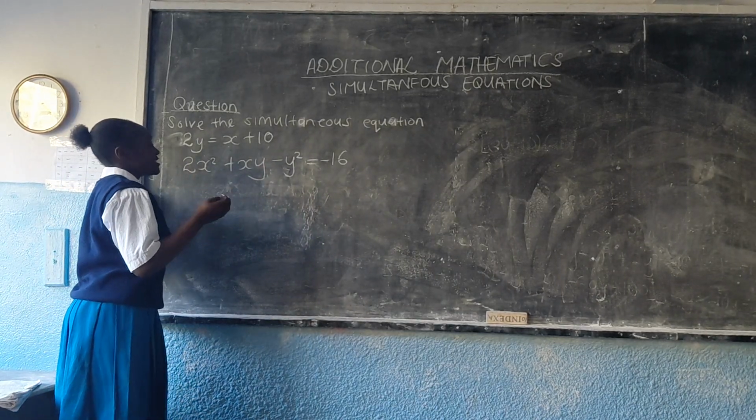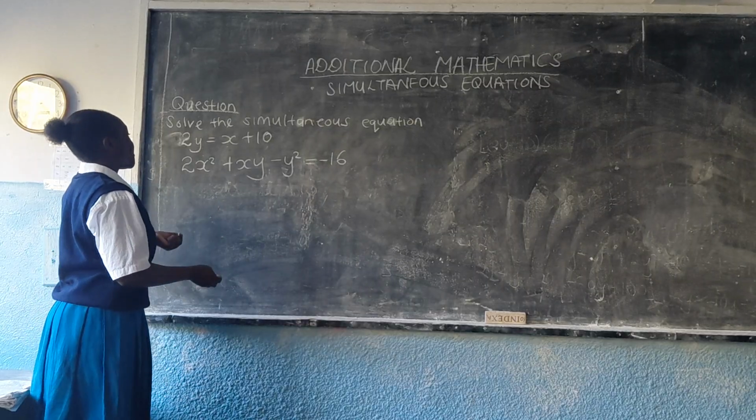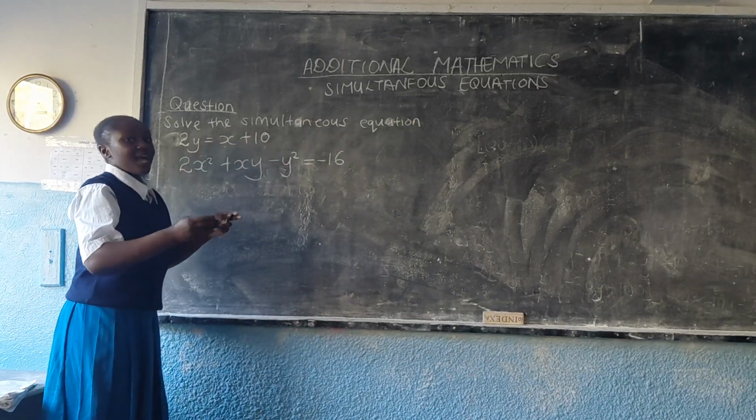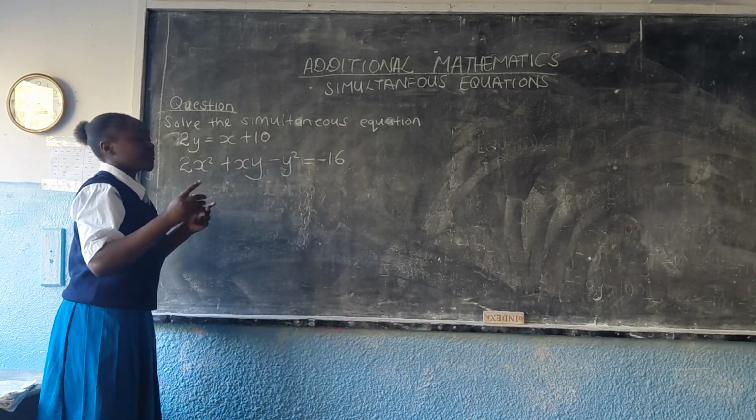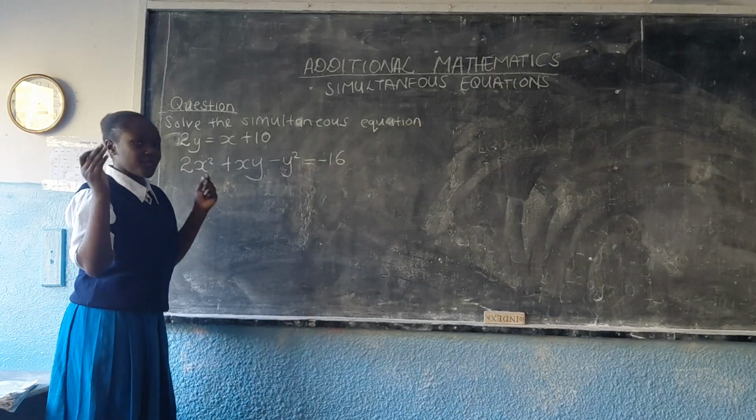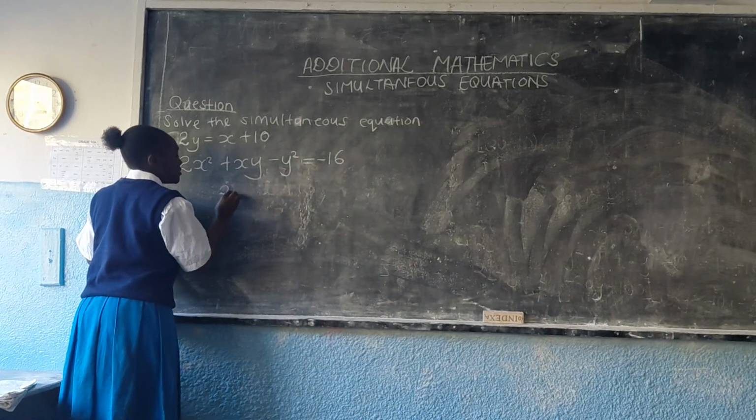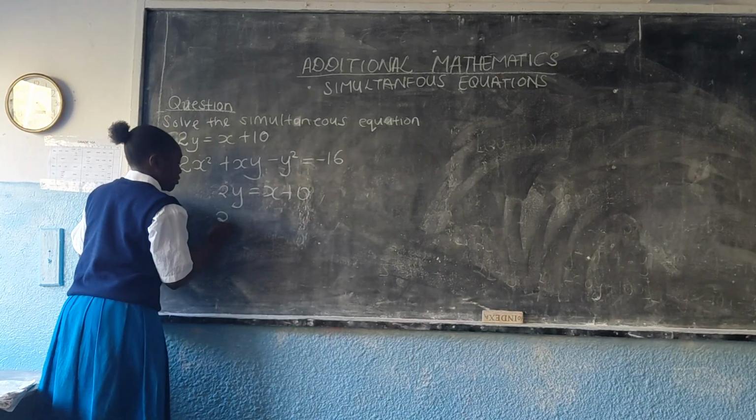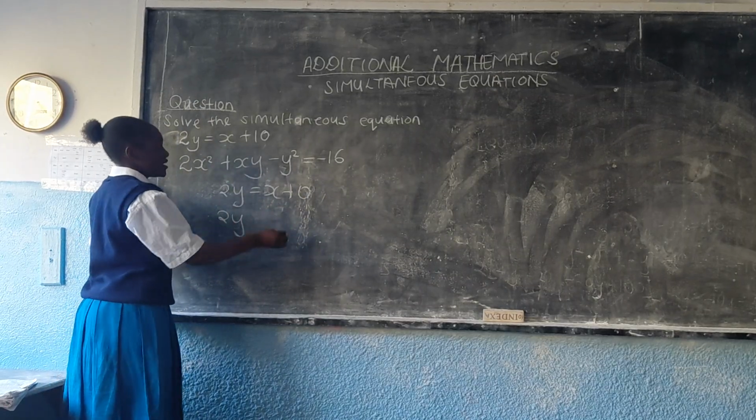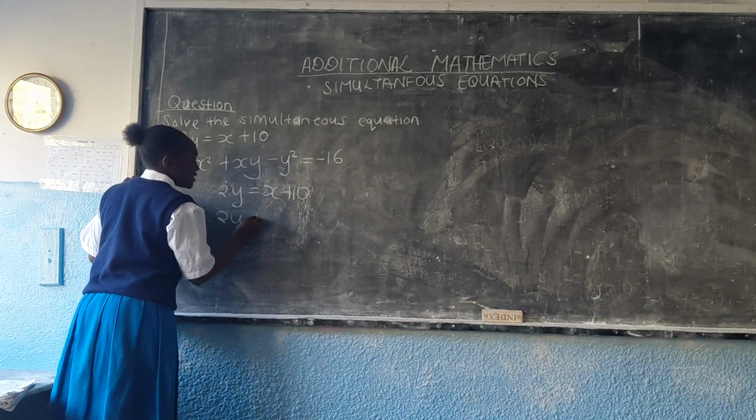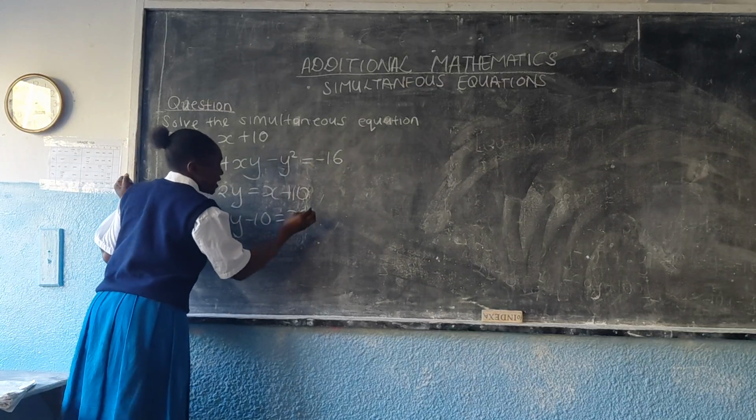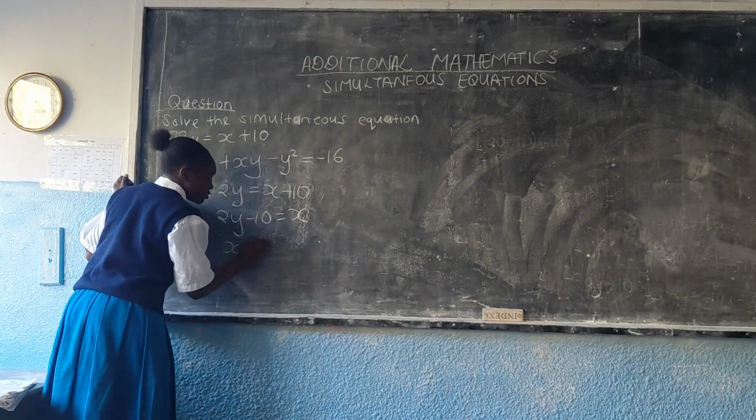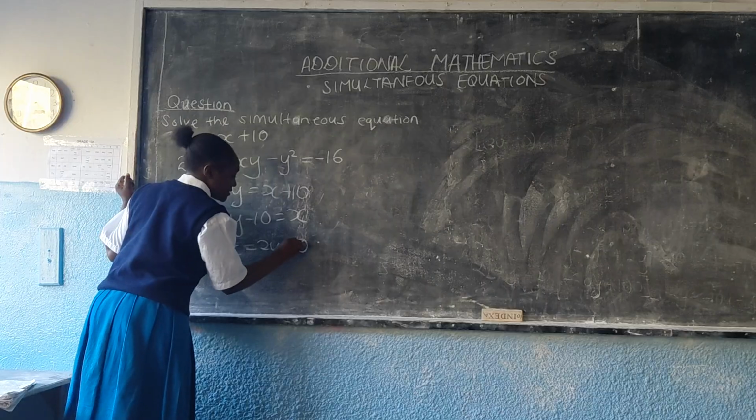Now, to solve this simultaneous equation, we are supposed to take the linear equation and make the variable which has a coefficient of 1 the subject of the formula. So, it will be 2y = x + 10. We let 10 cross the equal sign, making it negative 10, so 2y − 10 = x. This is the same as x = 2y − 10.